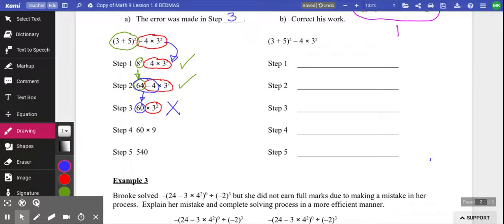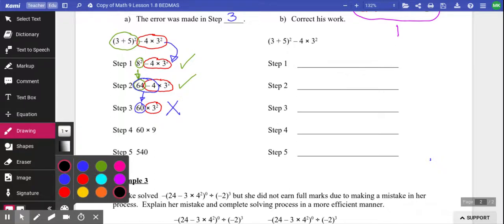Our goal now is to correct their mistake. So I'm going to go to step 3, and I'm going to start putting it in correct, starting at step 3, because step 2 is still good. To go from step 2 to step 3, they should have done the exponents next, which is right there. Therefore, I should add 64 minus 4 times 9, because 3 squared is 9.